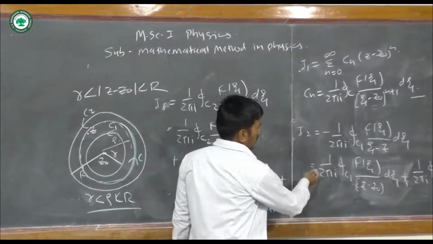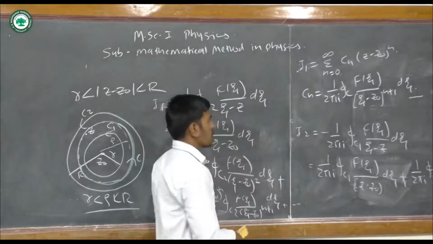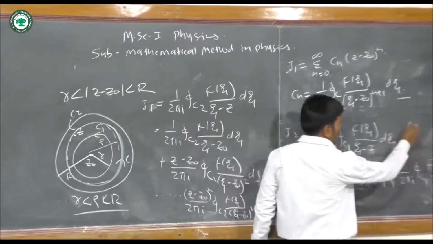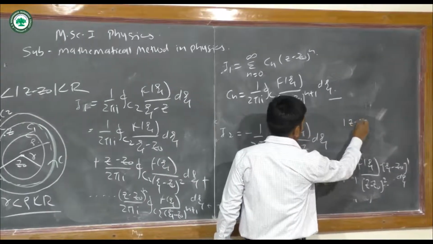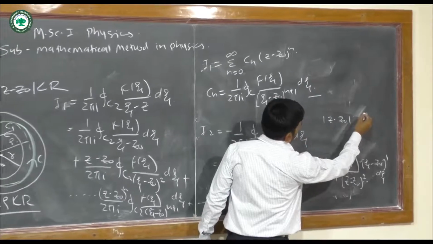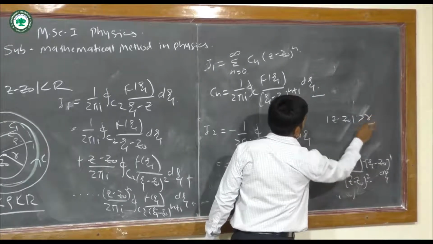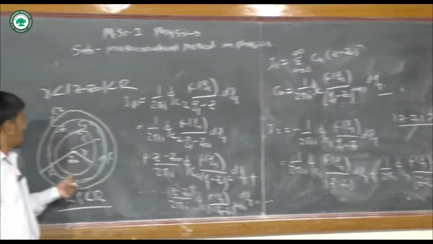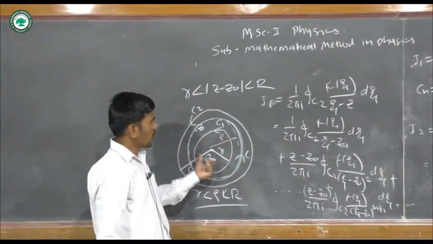Because this series is convergent in the region where |z minus z naught| is greater than r. Okay, so this series is convergent in this region.